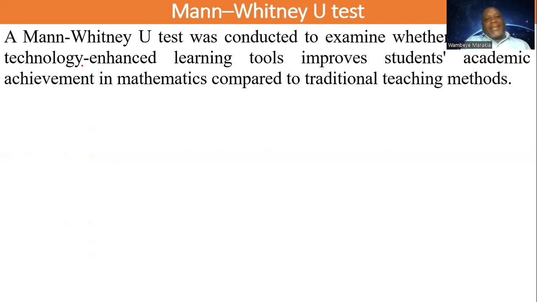So after interpreting, we now have to report our values. Now, how do we report our values? We say a Mann-Whitney U test was conducted to examine whether the use of technology-enhanced learning tools improves student academic achievement in mathematics compared to traditional teaching methods.